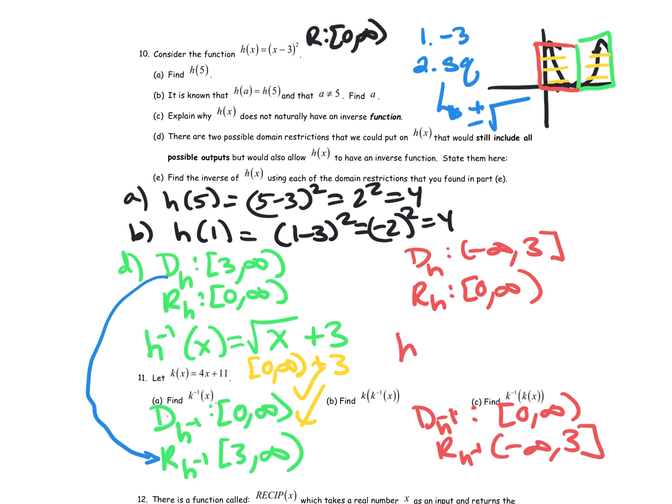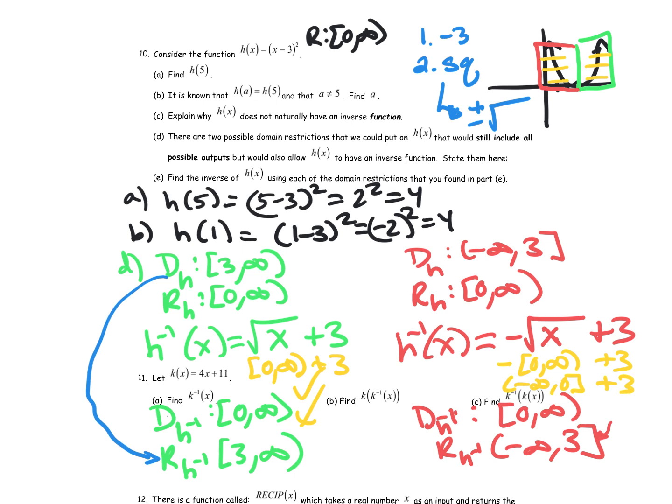When I find my inverse then, because I want my range to mostly be negatives, negative infinity to 3, I want the negative square root of x. Then I'm going to add 3, just like before, because the opposite of minus 3 is plus 3. Let's make sure that checks out. You're going to do minus, and coming out of that square root is 0 to infinity. When you multiply that by negative 1, it flips to negative infinity to 0. And that indeed will work. It'll be negative infinity to 3.